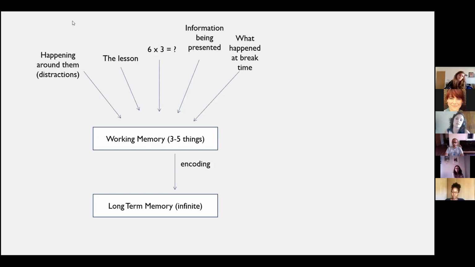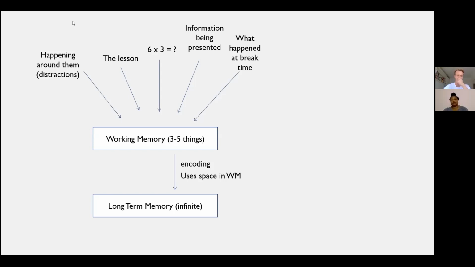Now, as you do this encoding from the working memory to the long-term memory, it actually uses up space in the working memory. So we need to use one of those 3 to 5 things as the encoding aspect. If we want to retrieve things, so recall something from the long-term memory, it doesn't take up any space in the working memory, which is why we want it in the long-term memory, because then you can just recall it and we've still got that space for processing in the working memory.